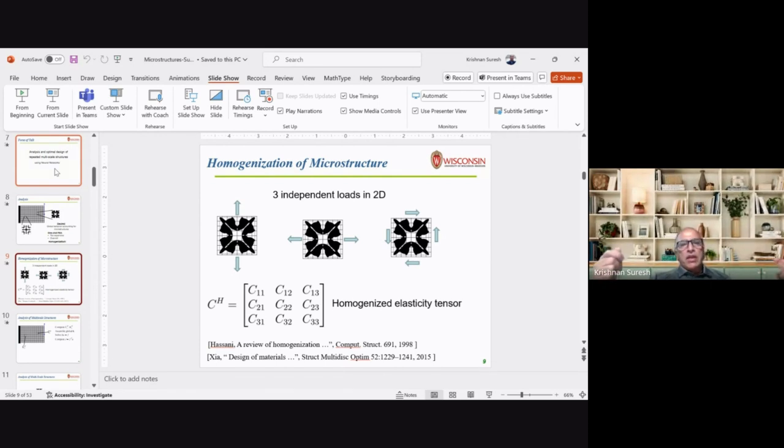Is it behaving stiff in one direction? Is it behaving stiff in a different direction? That's what I'd like to know. And you can capture this information using a very simple 2D 3x3 matrix that tells you everything about the structure in a condensed way.